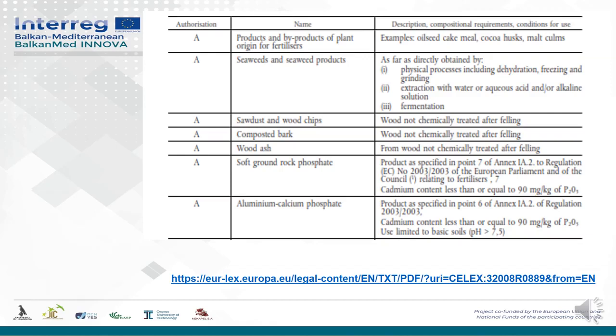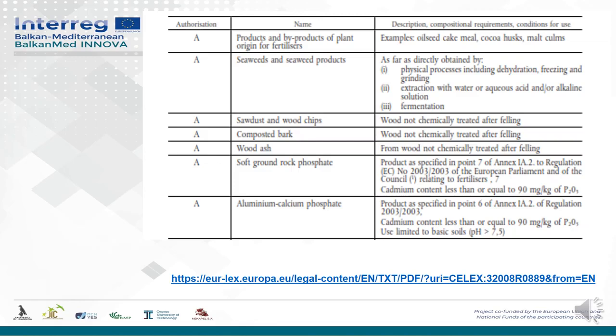Examples of it: oilseed cake meal, cocoa husks, and malt culls. Seaweeds and seaweed products, as far as directly obtained by 1. Physical processes, including dehydration, freezing, and grinding. 2. Extraction with water or aqueous acid and/or alkaline solution. And 3rd, fermentation. Sawdust and wood chips, composted bark, wood ash, all of them, in the cases when the wood is not chemically treated after felling.